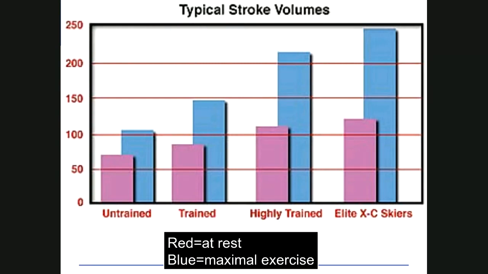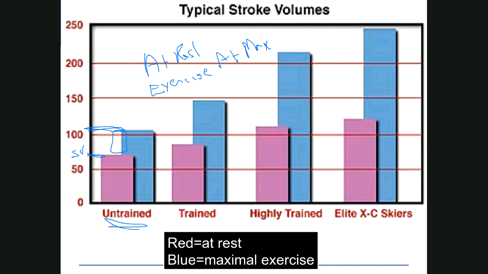Okay, so look what happens with stroke volume. So here's a normal person, untrained person. And remember, this is at rest. So at rest, this is what their heart rate is, and this is what their stroke volume is. So there's their stroke volume. But look, if I take that same person and make them exercise at their maximum, so at their absolute hardest exercise they can exercise at, look what happens to stroke volume. It does go up, but it only went up that much.